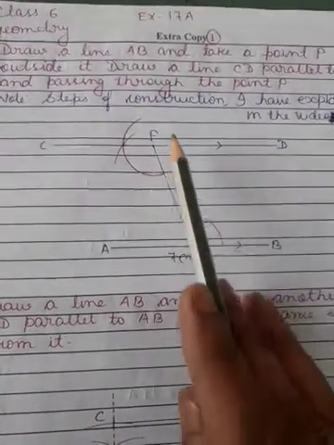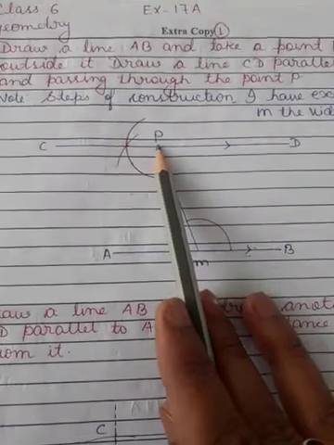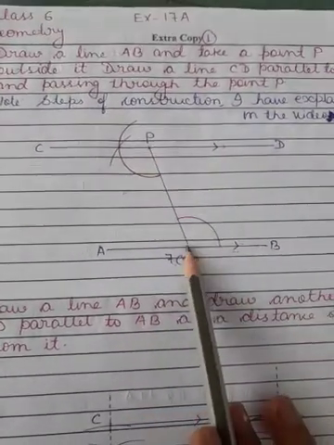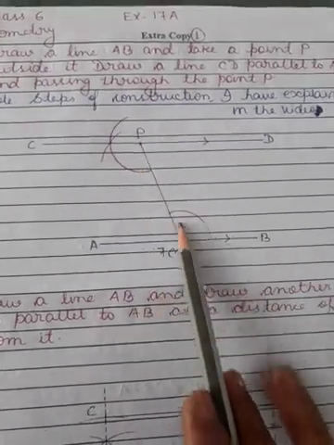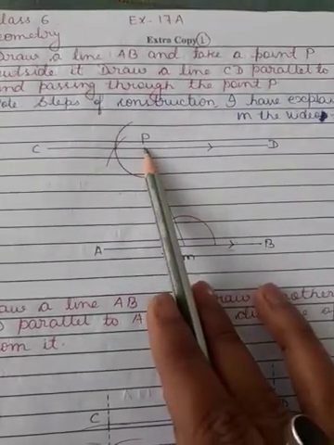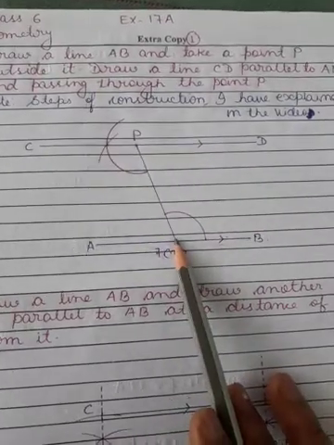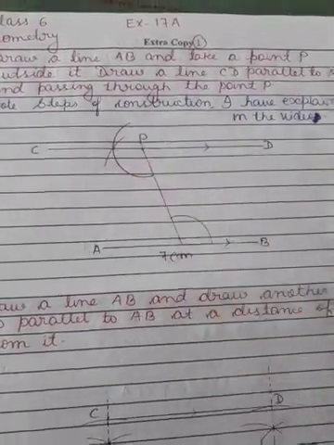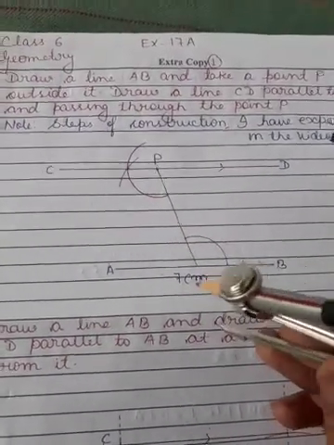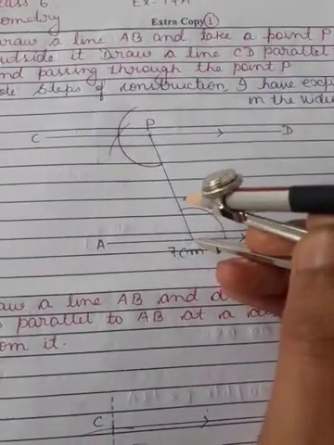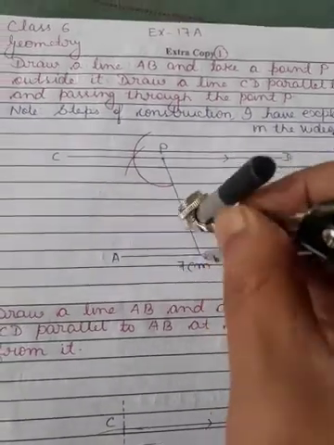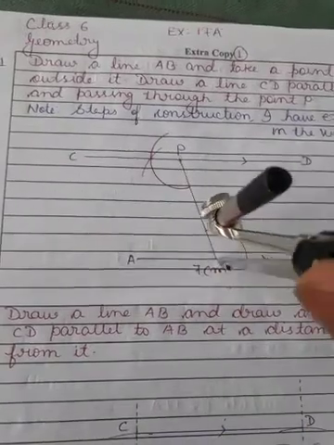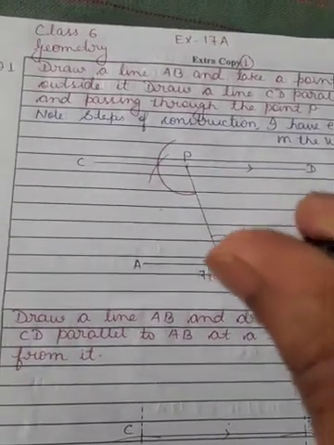Then at some distance take one point P, and then join this point. Here you draw a line with the help of a scale and join this point. Then take your compass and measure this one. Take any length and draw one arc like this.